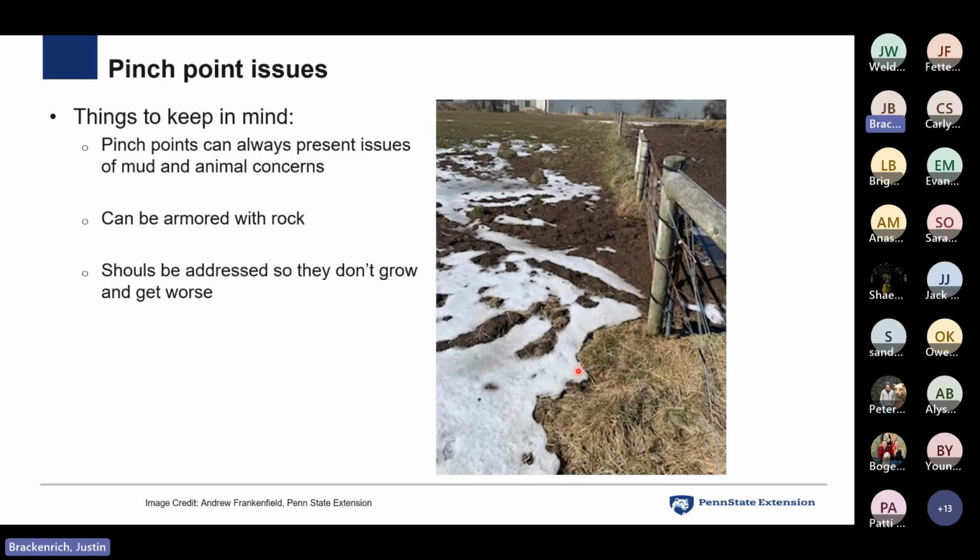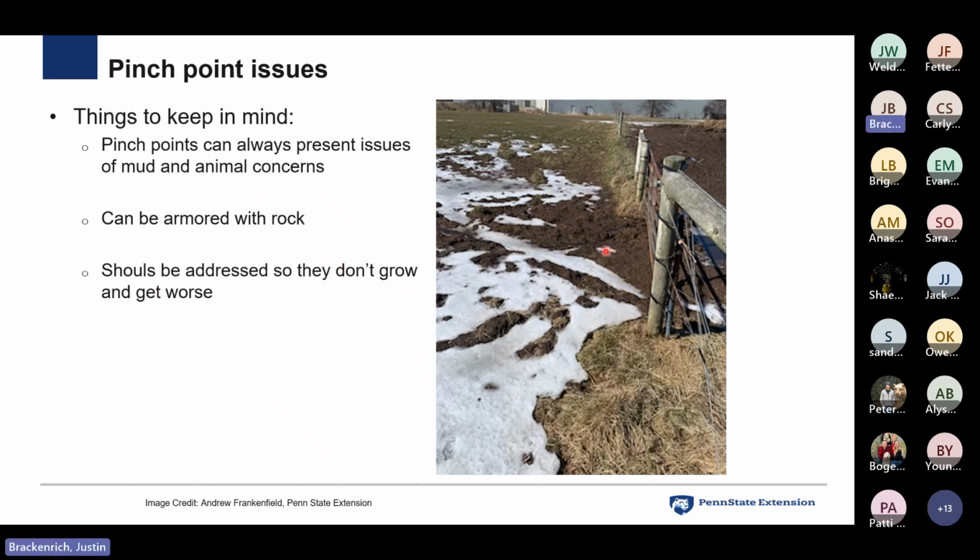What I will caution you about, and you'll see this as you start working with some of your programs and some of your engineering, is this creates pinch points, right? There are always going to be mud on a farm. I don't know if I've ever been on one, and I've been on some very, very nice farms, that you're not going to see some type of mud.